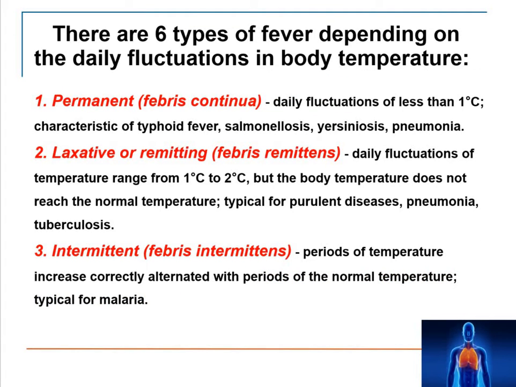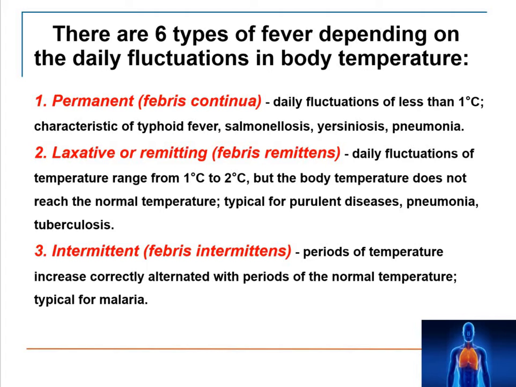There are 6 types of fever depending on the daily fluctuations in body temperature. First type is permanent, with daily fluctuations of less than 1 degree Celsius, characteristic of typhoid fever, salmonellosis, brucellosis, and pneumonia. So this type of fever, permanent fever, without large daily fluctuations, is very typical for typhoid fever, salmonellosis, yersiniosis, and pneumonia.